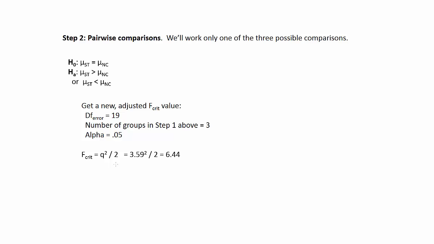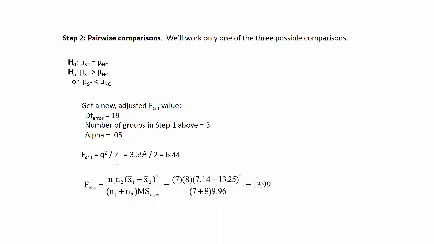So with this new critical value in hand, we can go back to the formula sheet, pull the formulas off, and then plug and chug through. So here is the formula. F observed equals this stuff here. You plug and chug in the numbers for the first and second group. So the n's are 7 and 8 respectively. There are the 2 means for the groups, 7.14 versus 13.25. Take the difference, square it, multiply that by 7 and 8, and then divide it by 15 times the mean squared error. The mean squared error there I took from my source table, 9.96. Do all the math there and you get 13.99.